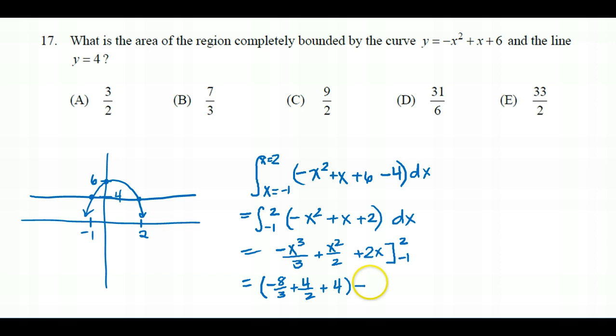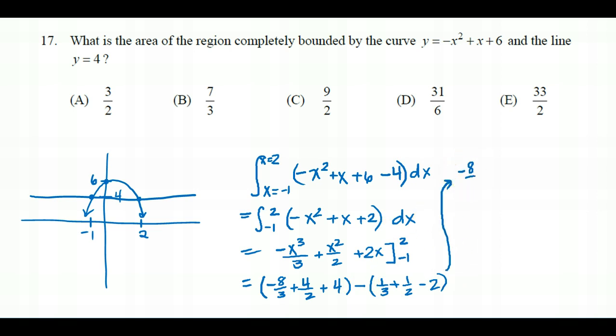So now, minus, if I plug in negative 1, I'm going to have negative 1 cubed, which is a negative times another negative is positive, so minus 1/3. If I plug in negative 1 and square it, I'll get a positive, so plus 1/2. If I plug in negative 1, I'll get minus 2. So now this negative here would distribute. I'm running out of space here.